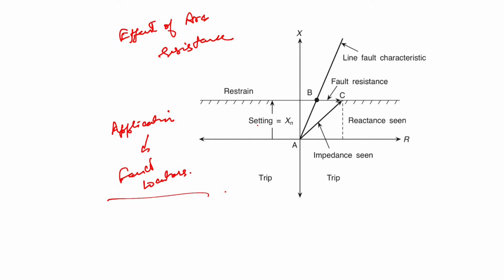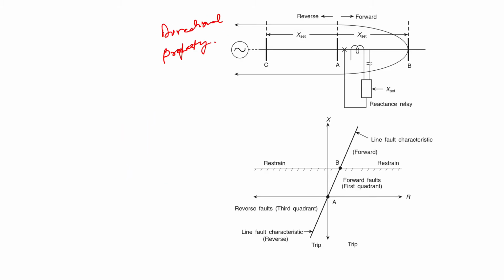Now we will discuss the directional property exhibited by the reactance relay. As we have already discussed in the previous module, the first quadrant represents the forward fault, whereas the third quadrant represents the reverse fault. Since the trip characteristic of the reactance relay occupies the areas in both these quadrants, it does not exhibit a directional property. So it trips in both these quadrants, the first and the third.